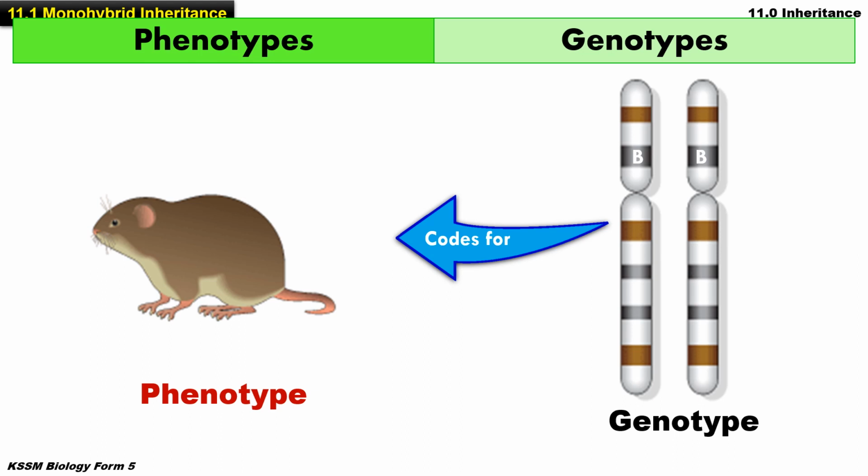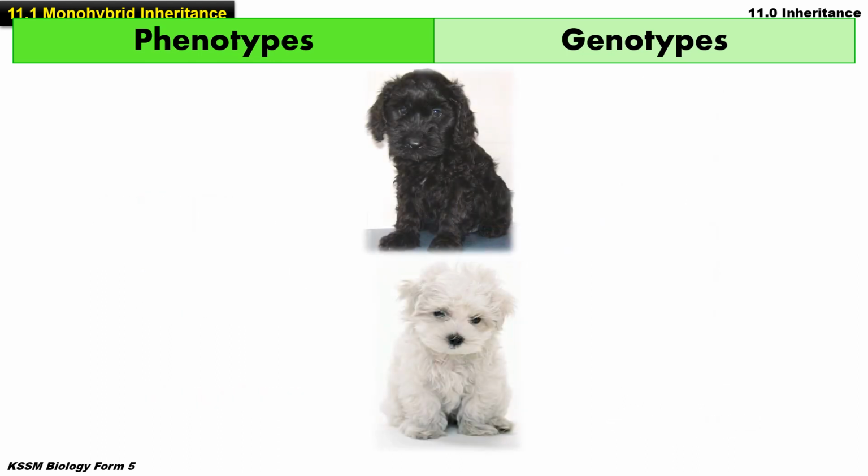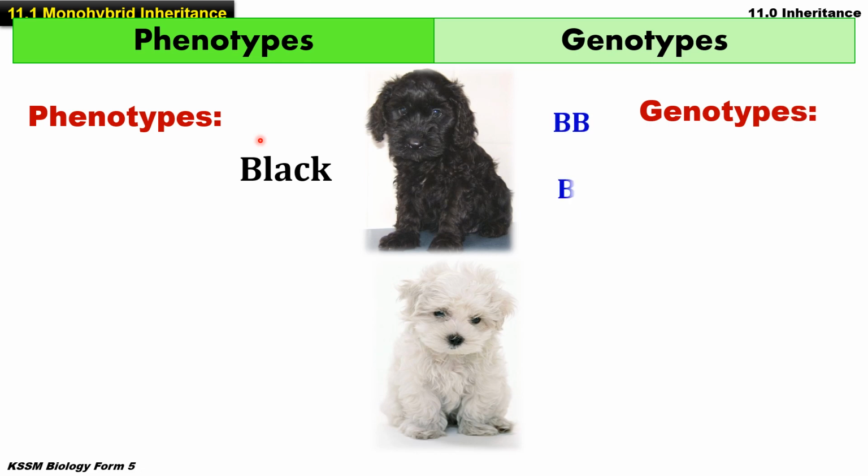Okay. So, genotype is the code for phenotype. Contoh. The phenotype. Yang ini you nampak apa? What is the phenotype? The color. Black. Okay. So the genotype that control the black color is B besar, B kecil, and B besar, B besar, B besar, B kecil. Second puppy, the phenotype is white, the genotype is B kecil, B kecil.